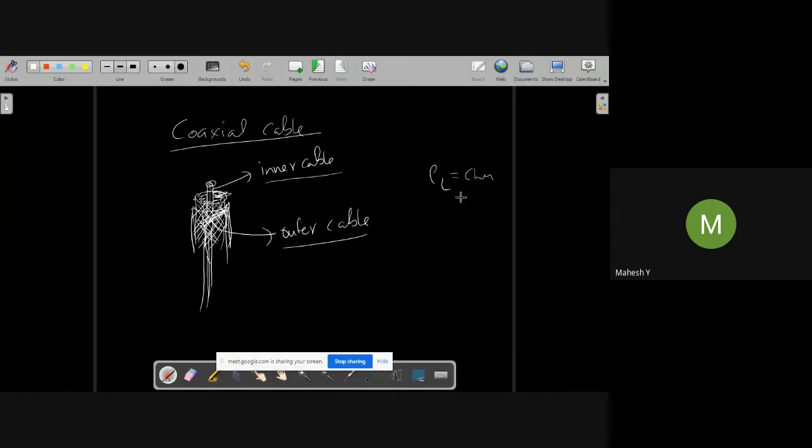This is applicable only when the radius of the conductor is very small, in micrometers or nanometers. But this has a diameter in the millimeter range. So we cannot approximate this as a line charge. Instead, this is a cylinder itself. So we'll see how to derive the electric field intensity due to that cylinder.